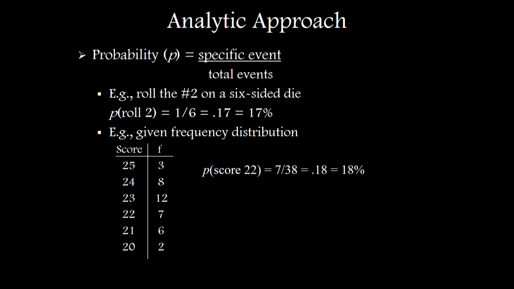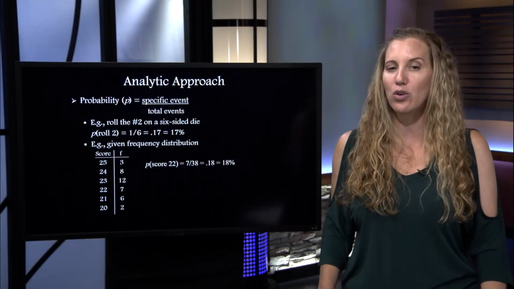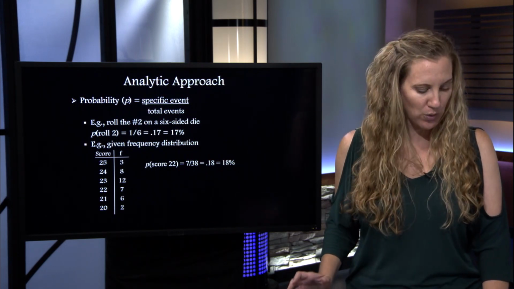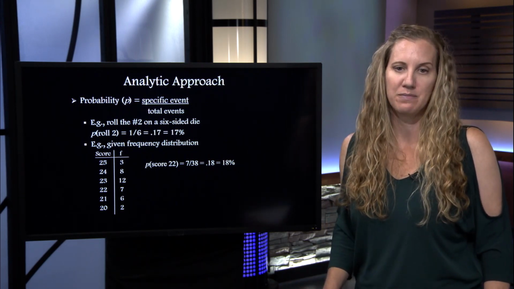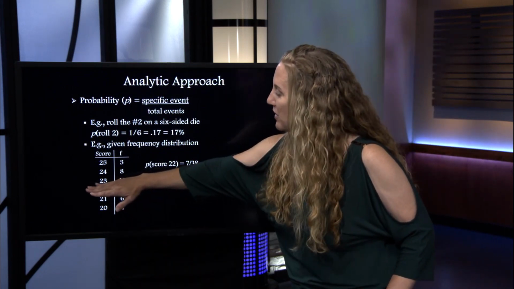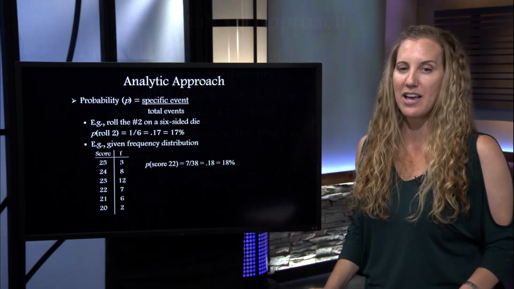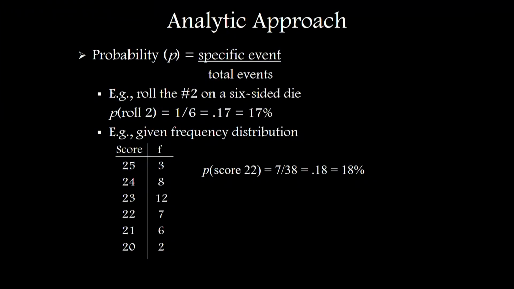I can do things that are a little bit trickier. So I can ask you to figure out what is the probability that somebody scored greater than or equal to 23 on this test. So now I want you guys to figure out what is the probability that somebody scored 23 or greater on this hypothetical test. So once again, you can use our frequency distribution here. You figure out how many people scored 23, 24, 25. You would add those up.